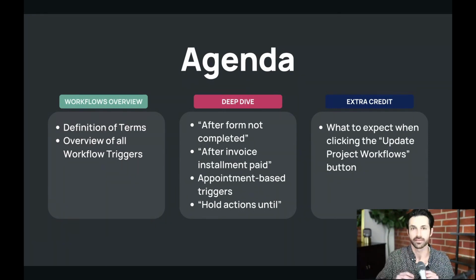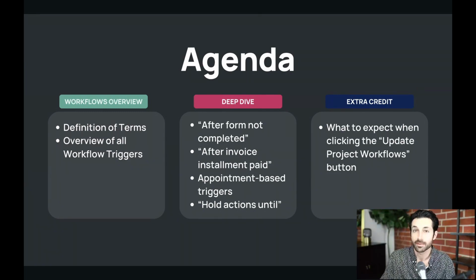And then once we have a really good foundation of what those workflow triggers can do, as well as workflows in general, we're going to go ahead and do a deeper dive on a couple of key topics here. Those being after form not completed, after invoice installment paid, appointment-based triggers, as well as the action hold actions until. When I'm talking to folks in chat, since I'm on the customer care team, or when I'm doing screen share calls, I would say that those four things are the most common things I see folks struggling with. So I really wanted to make sure I took time to go through these things in depth and just make sure that there's a lot of clarity there in case you want to use any of these items in your own workflows. And using these items effectively will make your systems more robust and more effective with your clients and save you a lot more time.